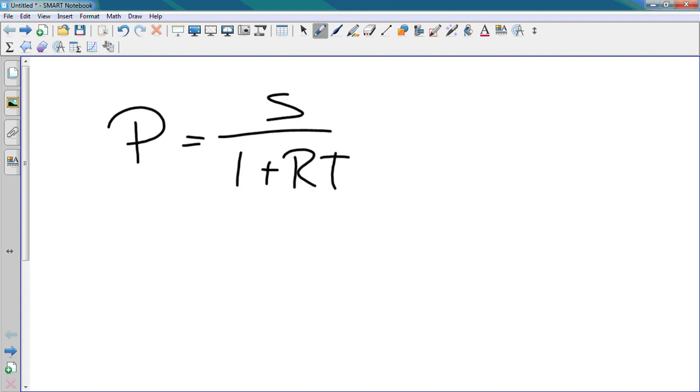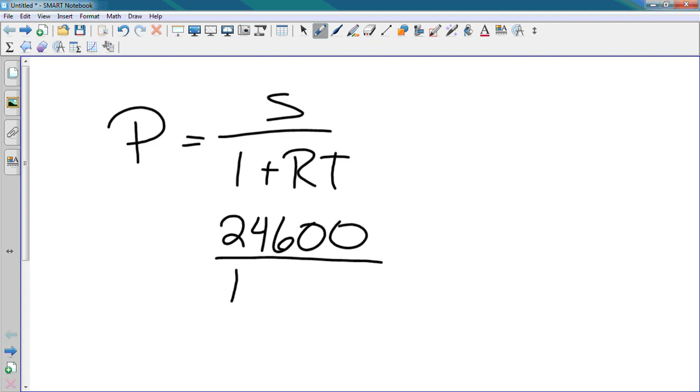What do they give you for number 19? S equals 24,000. R equals 0.06. T equals 5. Okay, so they give me S equals 24,600, so I'm going to plug that in for S. They give me R equals 0.06, and they give me T equals 5/12.